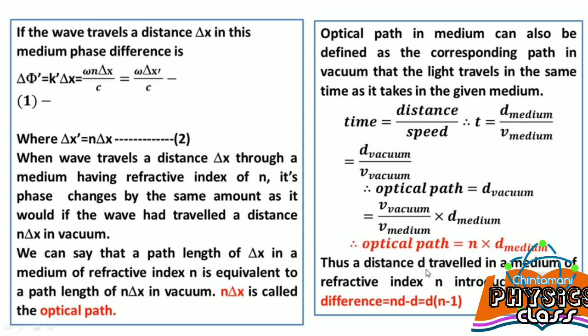Thus, a distance d traveled in a medium of refractive index n introduces a path difference equal to nd - d = d(n - 1), where n is the refractive index. This is the relation for the path difference.